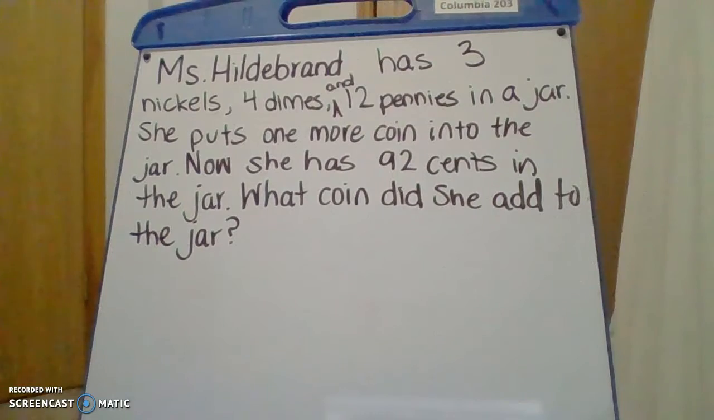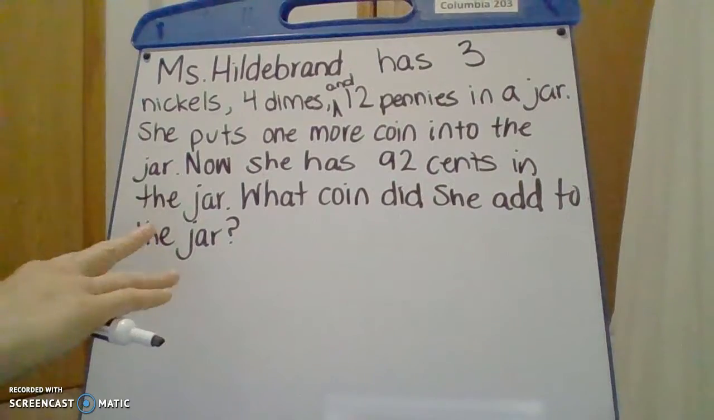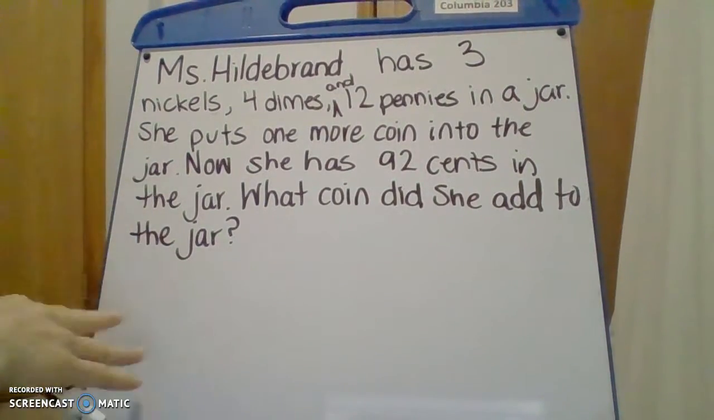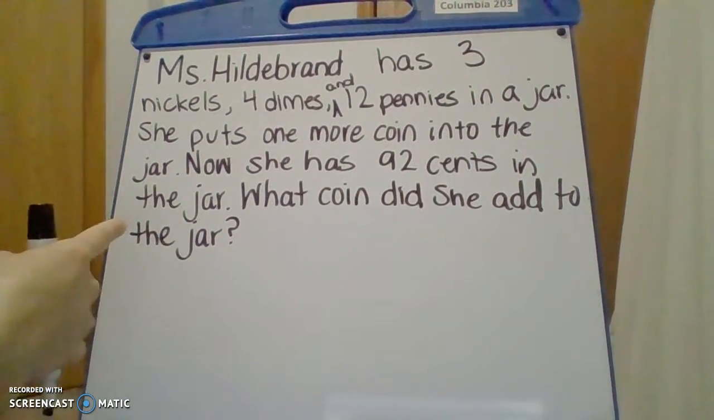Your problem today says, Miss Hildebrand has 3 nickels, 4 dimes, and 12 pennies in a jar. She puts one more coin into the jar. Now she has 92 cents in the jar. What coin did she add to the jar? So before you solve for anything, you have to ask yourself, do you know how much money Miss Hildebrand has?